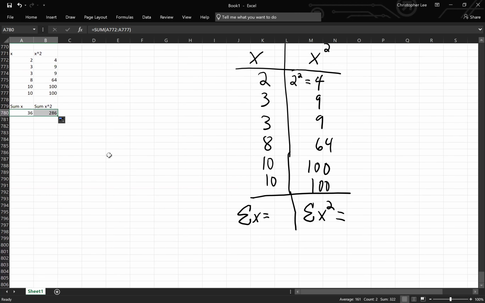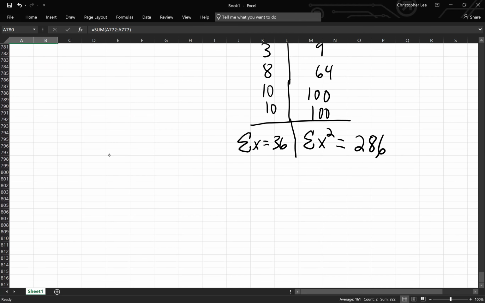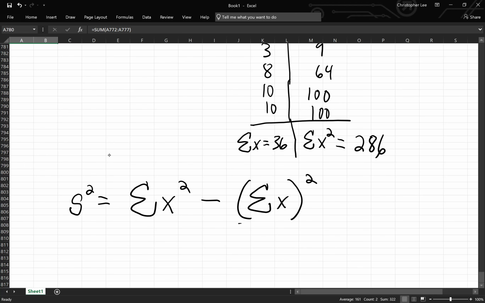Okay. So I just wanted to get those answers right there, right? So we have 36 and we have 286. After that, go straight into your variance formula. Not making this up, just copying from the formula sheet. So s squared is equal to the sum of x squared minus the sum of x squared divided by n, and then all of that divided by n minus 1. After that, just plug in your numbers.